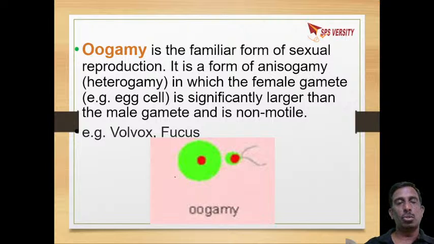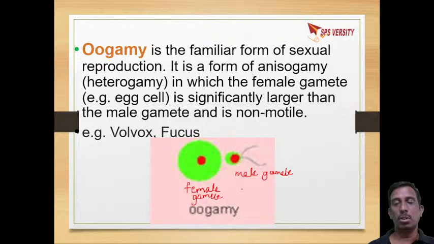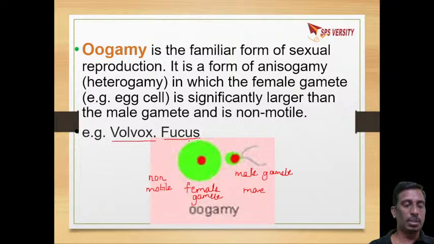Oogametes isme aur thoda difference rehta. अब देख सकते हैं इधर पिक्चर में a female gamete, a female gamete is very large without flagellae, और a male gamete, this male gamete with flagellae which can move. सो मेल गैमेट इज स्मॉल which can move with two flagellae, whereas female gamete is large which cannot move, non-motile without flagellae. The best examples are volvox and fucus. Okay.